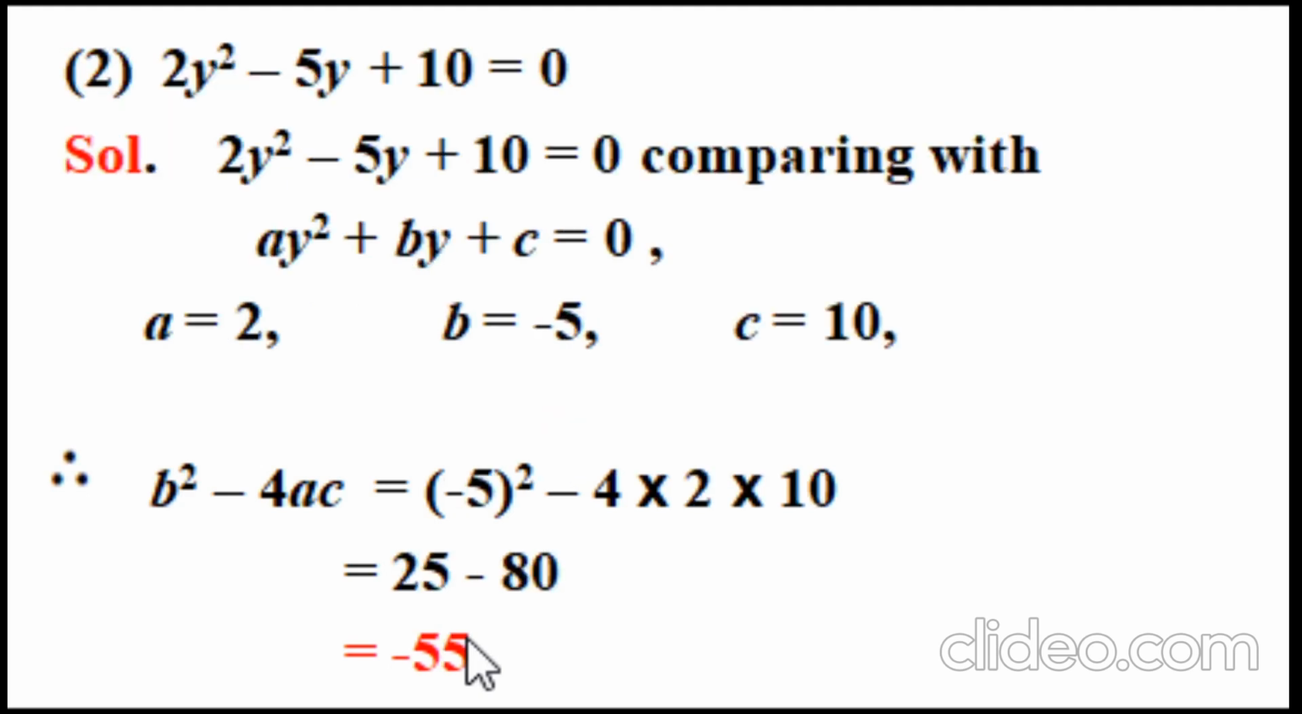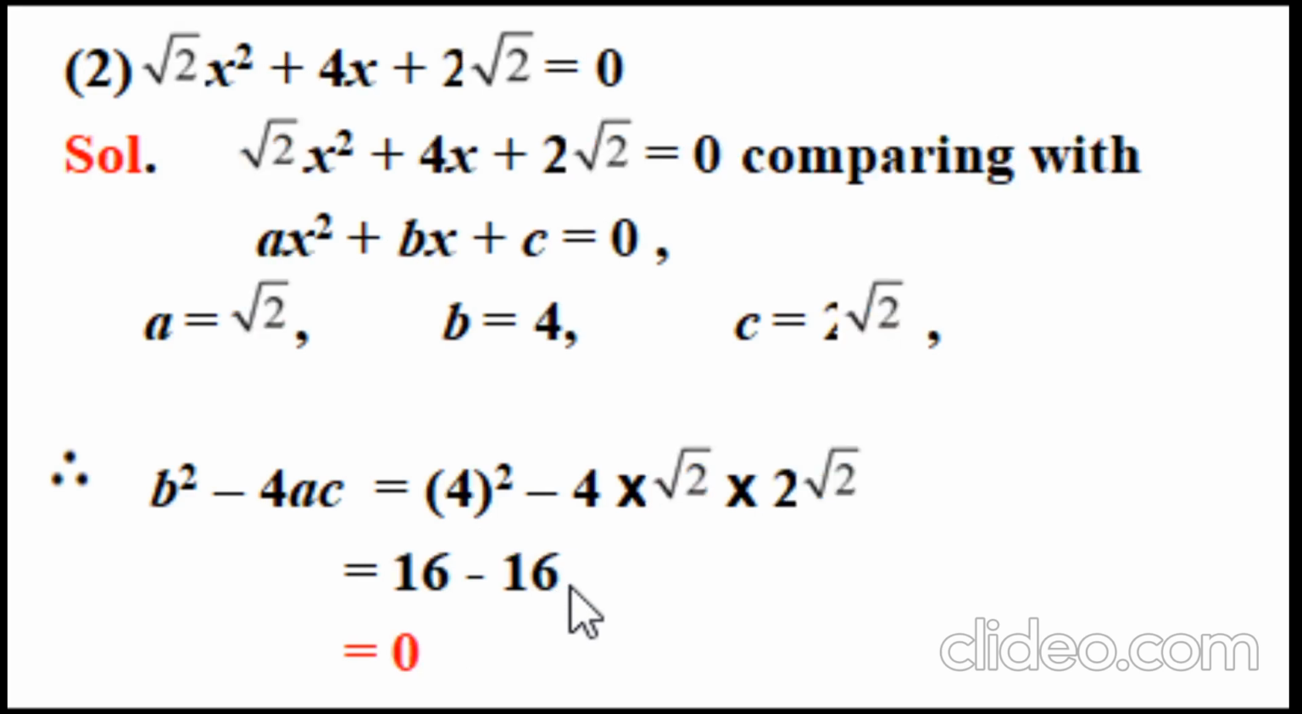Then next question. 2y square minus 5y plus 10 is equal to 0. Comparing with ay square plus by plus c is equal to 0, we get a as 2, b as minus 5 and c is equal to 10. Therefore, b square minus 4ac is equal to minus 5 whole square minus 4 into 2 into 10. Square of minus 5 is 25, minus 80, as 4 eights are 80. 25 minus 80 is equal to minus 55.